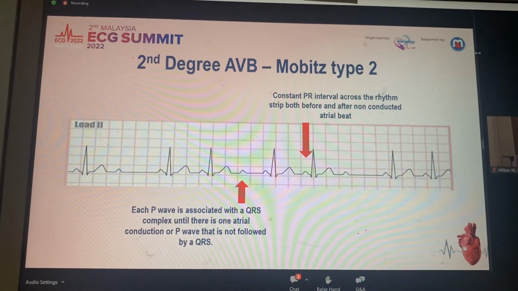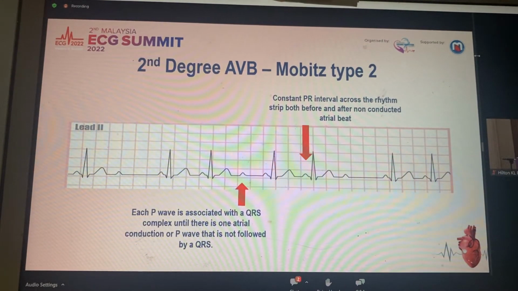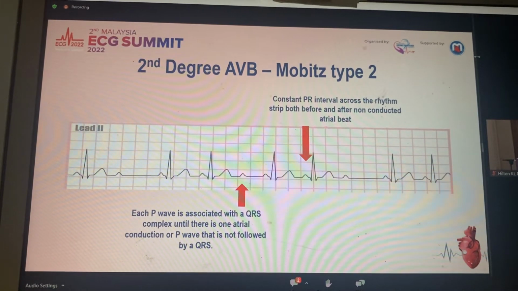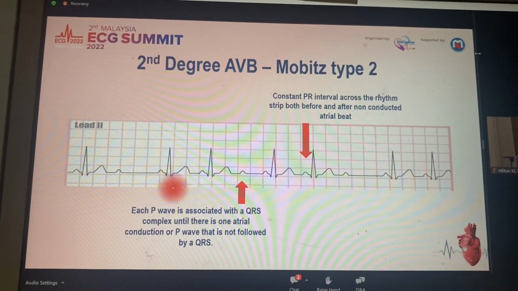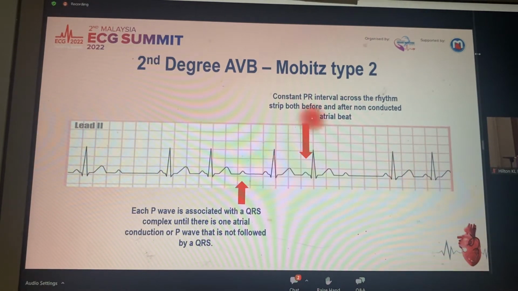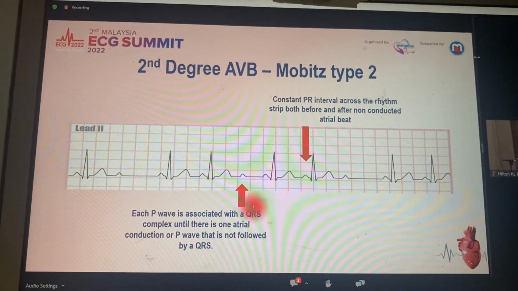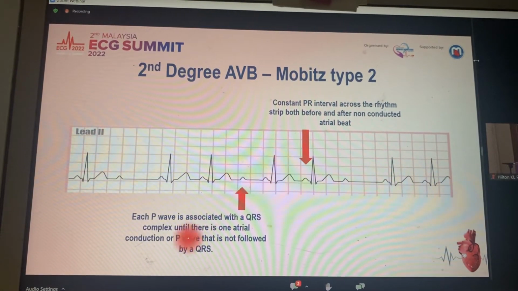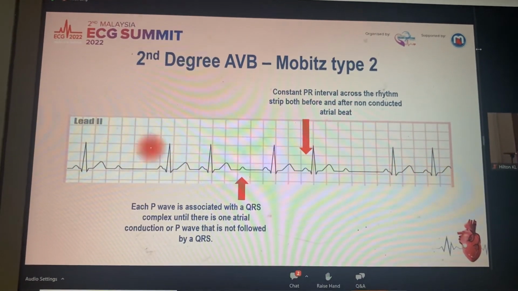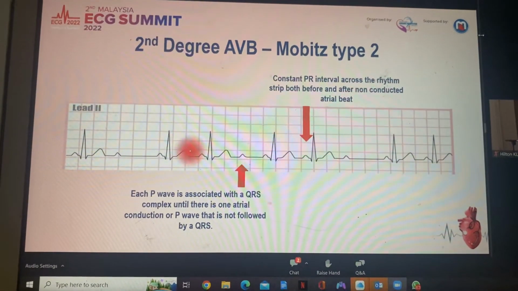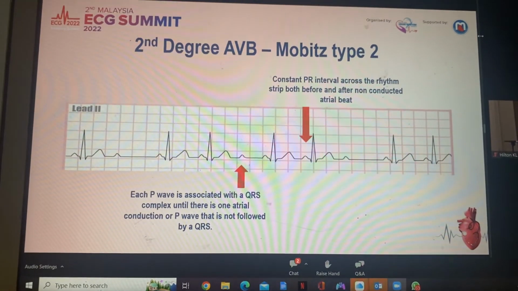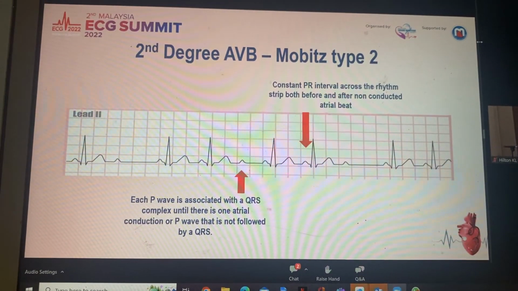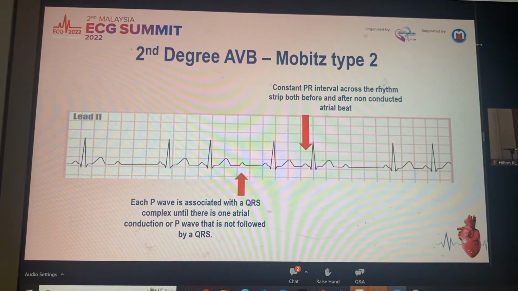Then we go to second degree heart block, Mobitz type 2. What makes Mobitz type 2 different from type 1? The PR interval is constant. There is no prolongation of the PR interval, and after the constant PR interval across the rhythm, there is a dropped beat that is not followed by a QRS complex. It can occur as 3 to 1 or 4 to 1, with no prolongation of the PR interval before the dropped beat. So it indicates the lesion will be infranodal, meaning after the AV node, rather than at the nodal area.